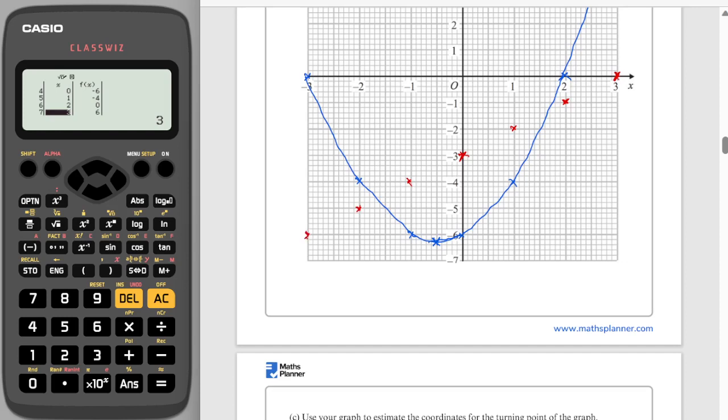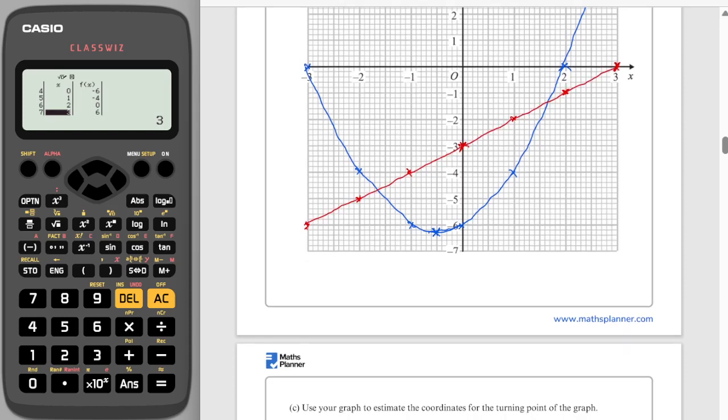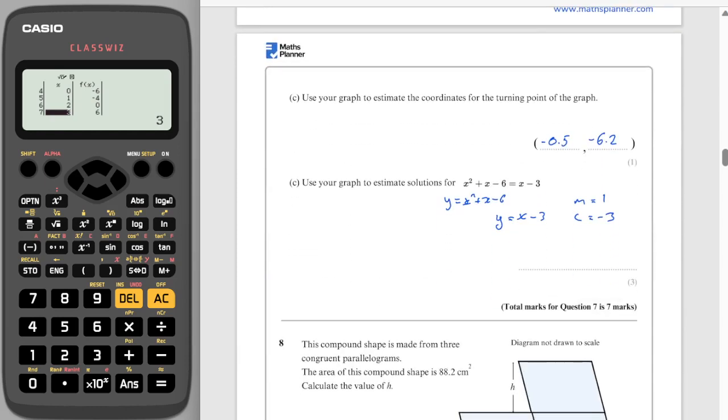And then join them up. If I'm using a ruler, we should find that this is a linear graph, a straight line. And then we just need to estimate their solution, so that point and that point. So we're looking at what looks like minus 1.7 and 1.7. So my estimates are x is equal to minus 1.7 or 1.7.